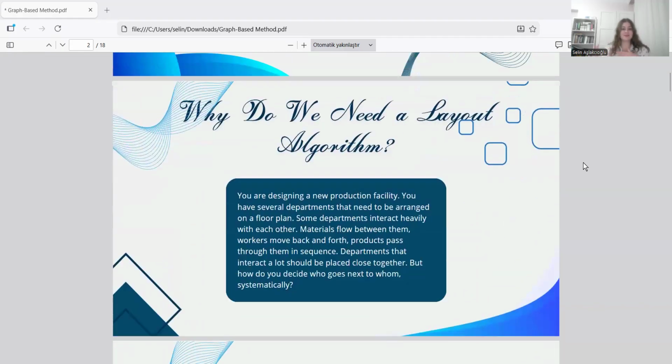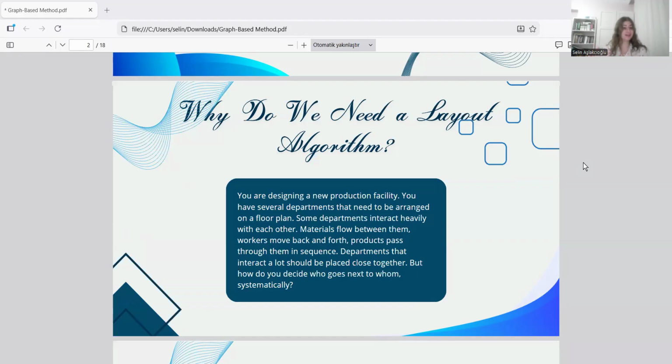We are designing a new production facility. We have several departments that need to be arranged on a floor plan. Some departments interact heavily with each other, some don't. Materials flow between them. Workers move back and forth, products pass through them in a sequence.